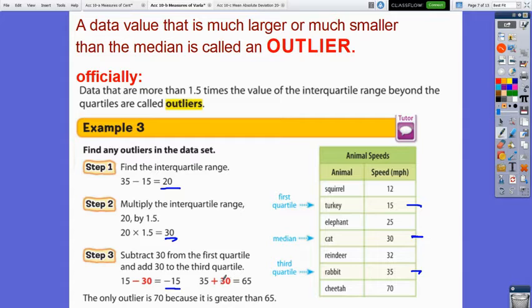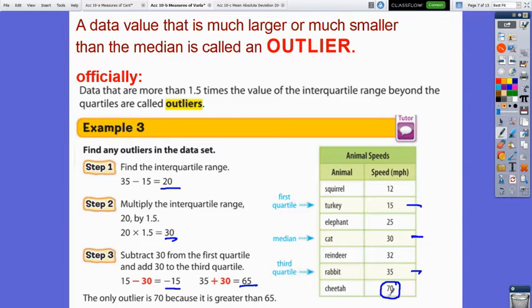And on the high side, you add 30 to the third quartile number. Okay, so you add your interquartile range to the third quartile value, which is 35. So 35 plus 30 is 65. So then you look, well, do I have any values above 65? And I do. This one, the cheetah, is an outlier. Okay, it is too far outside of the majority of the data points.